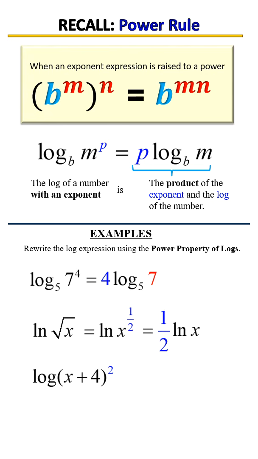The last example, we have log of (x plus 4) squared. So here this is a common log. Notice you don't see a base, so it's understood to be a common log. But regardless, this log has an exponent. So all we're going to do is move that exponent of 2 out front and it becomes the coefficient of the log. And this is the power property of logs.